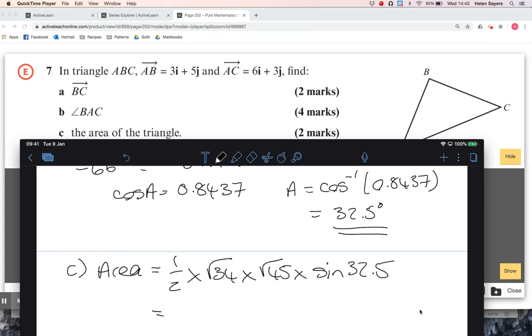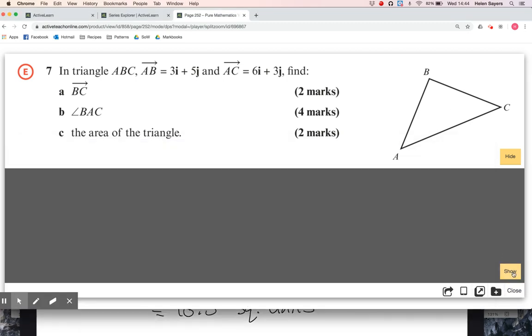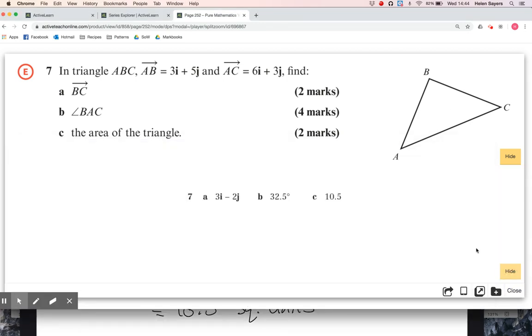Okay, so let's just check that. So sine 32.5 times root 34 times root 45 times a half is giving me an area of 10.5. And I think, well, we didn't have units, so 10.5 should be absolutely fine, but it's square units depending on what the axis is measured in. Lovely. Jobs are good.